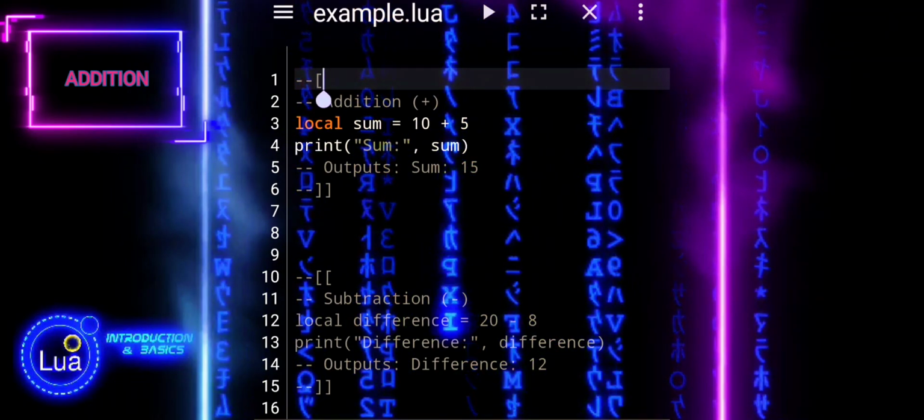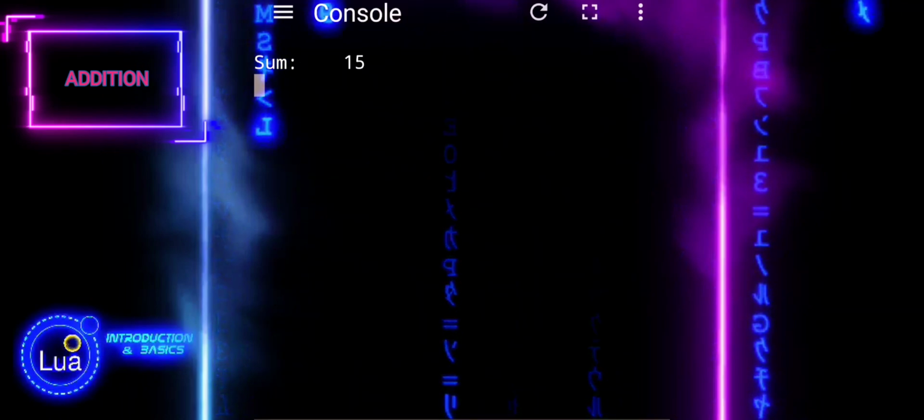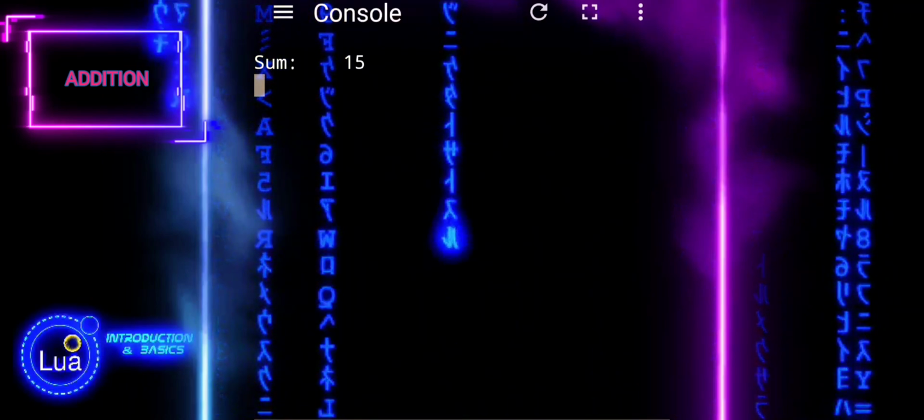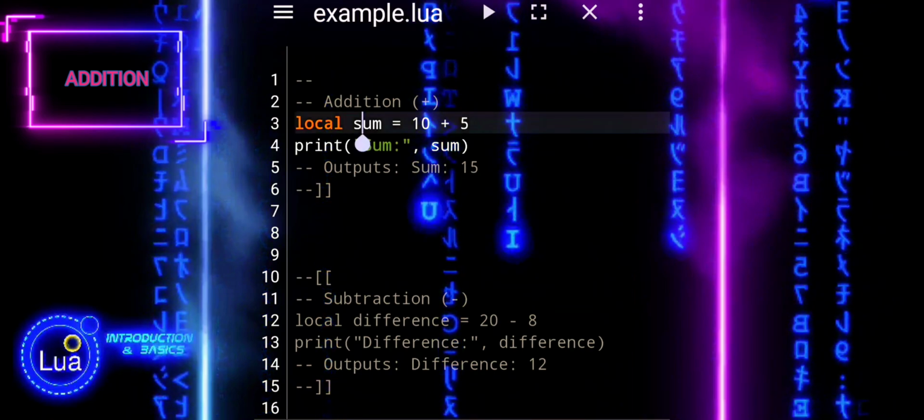Addition, denoted by the plus symbol in Lua, combines numeric values, seamlessly bringing them together to create a sum greater than its parts.